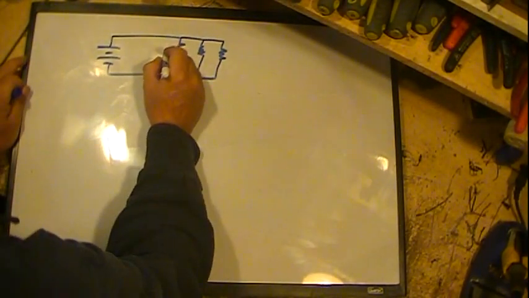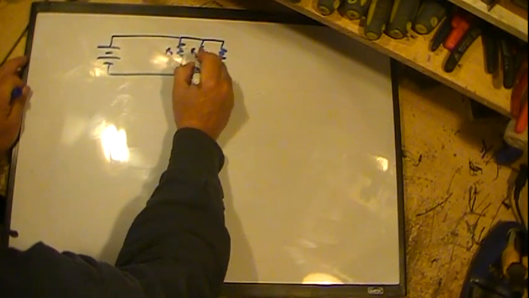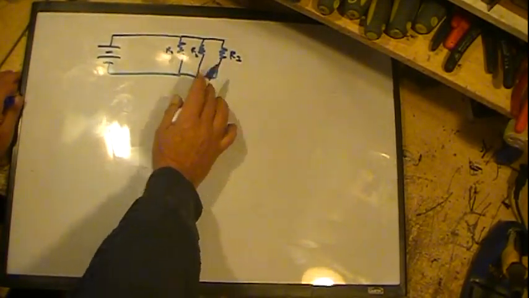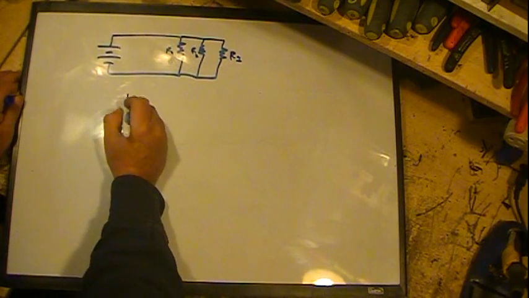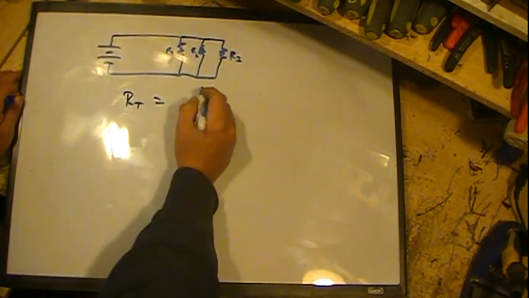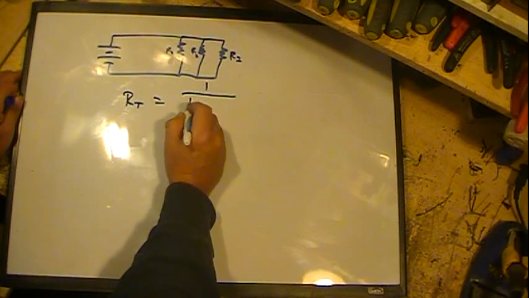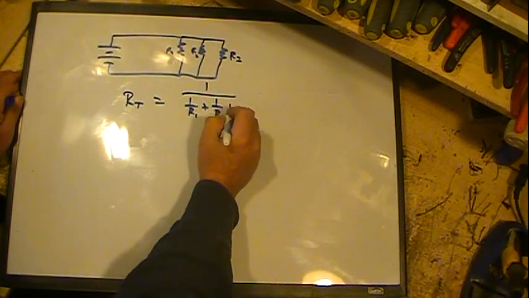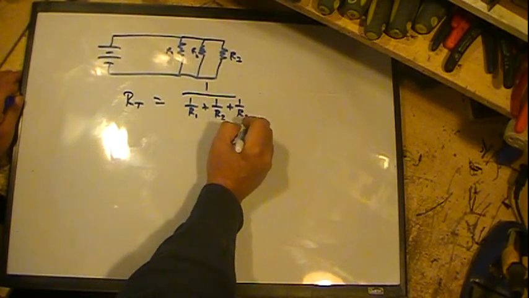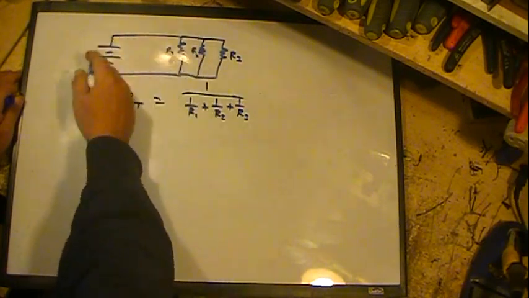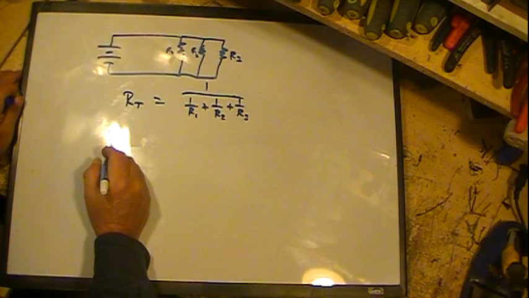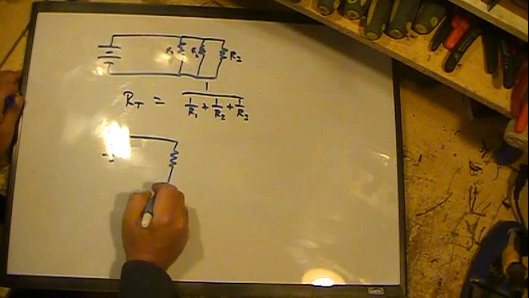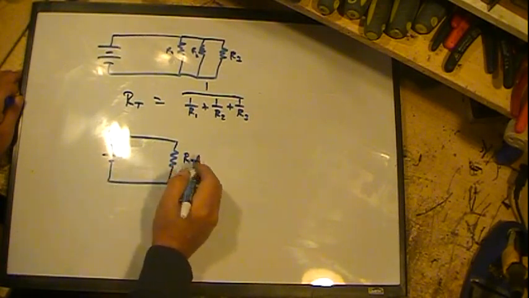Well, if this is R1, that's R2, and that's R3, then all I've got to do is figure out this parallel resistance first, the total resistance. Well, R total in a parallel is 1 over R1 plus 1 over R2 plus 1 over R3. Once I find that, I can rewrite this circuit as a single resistance. We'll just call it RT, R total.